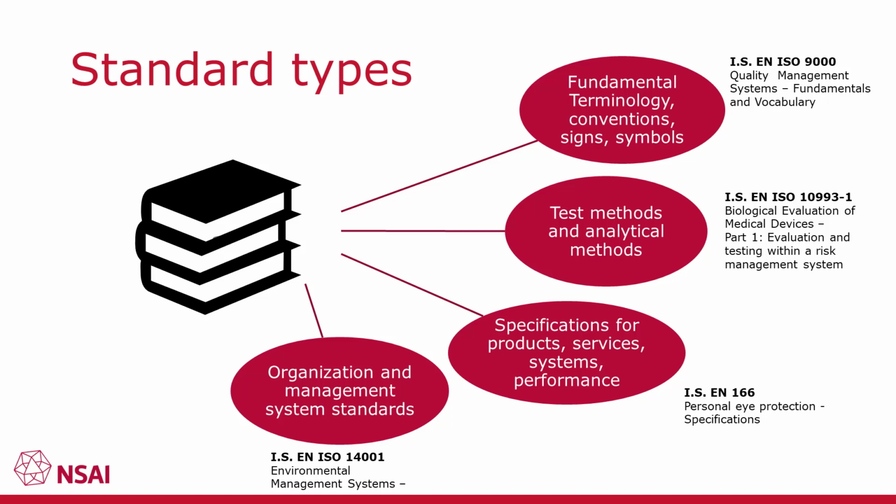The next category is specification standards, for products or services setting out the minimum requirements that should be met to ensure the product performs safely. Example, EN 166, Personal Eye Protection Specifications. Then the final category would be your management system standards such as EN ISO 14001 Environmental Management Systems.